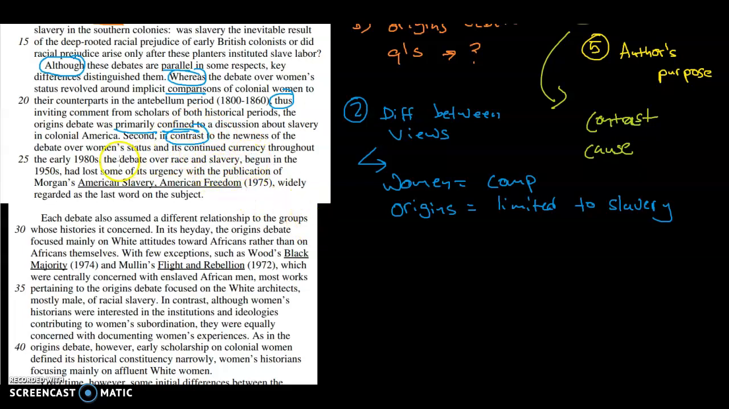"Second, in contrast to the newness of the debate over women's status and its continued currency, the debate over race had lost some of its urgency." So we have point A, a difference in what the focus of the studies was, and then B, the idea of newness. Women equals new, whereas the origins debate over race and slavery is old, has lost some of its urgency with this publication. So I guess I can say origins old.